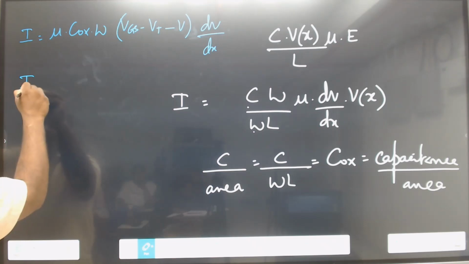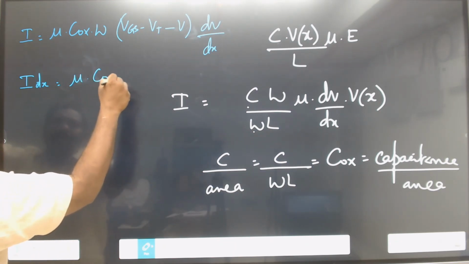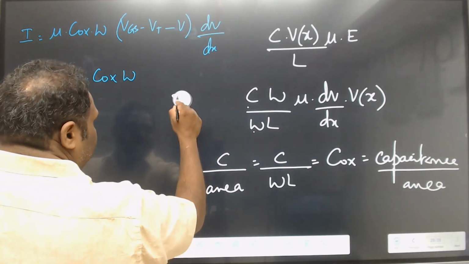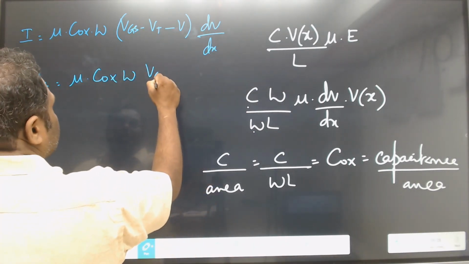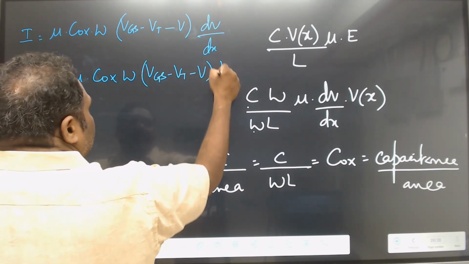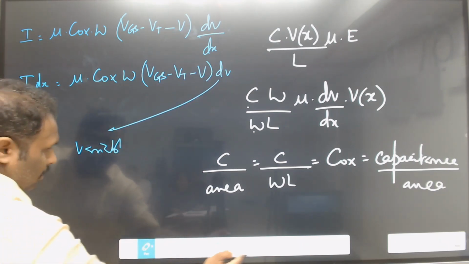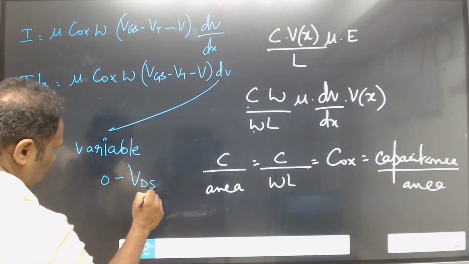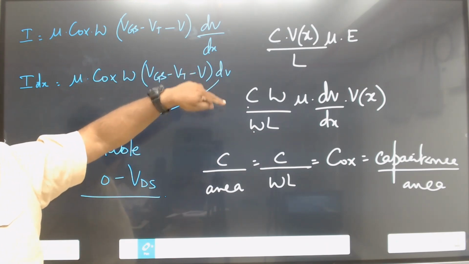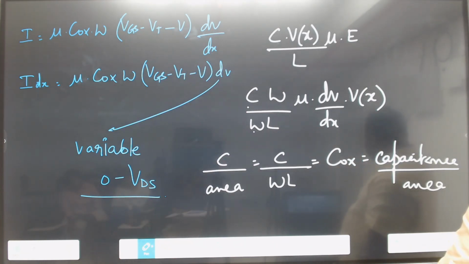So I into dx is therefore mu into COX into W into VGS minus VT minus V into dV, where this V is a variable going from 0 to VDS. 90% of the derivation is over with this. If you got any doubts, ask me now.